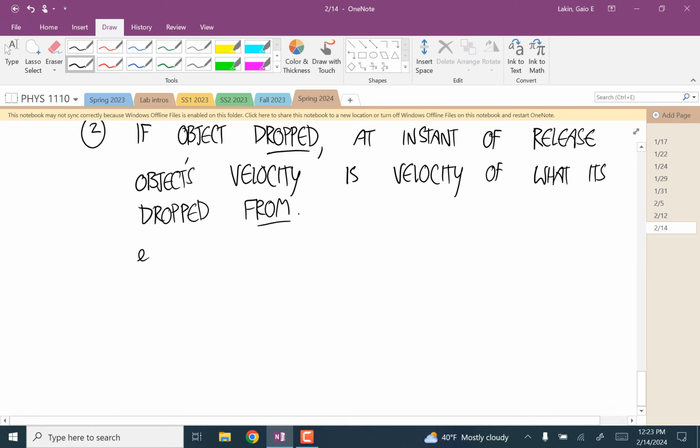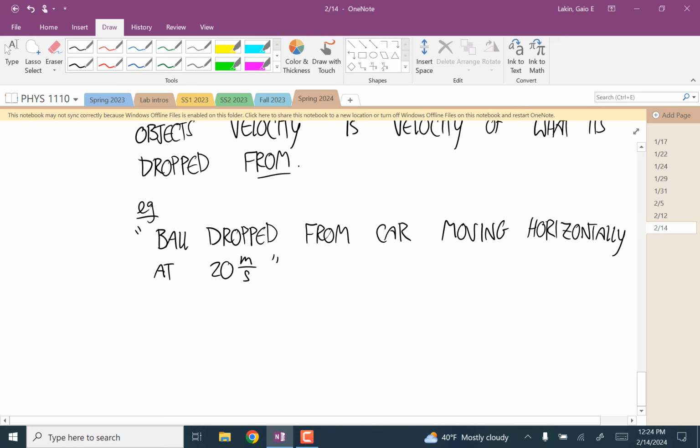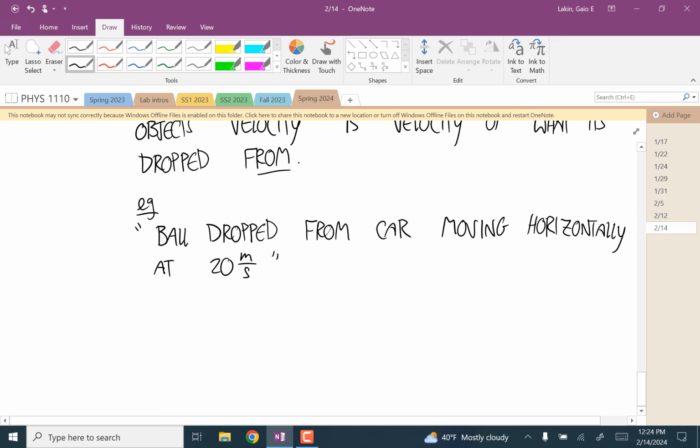Okay, so for example, if a problem says that a ball is dropped from a car that's moving horizontally at 20 meters per second, then in order to figure out what the velocity of the object is at the instant it's released, we just have to figure out the velocity of the car at the instant it's released.